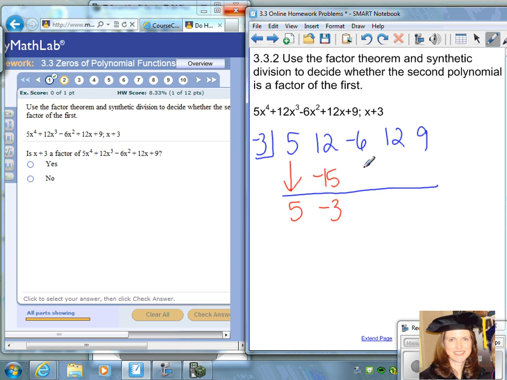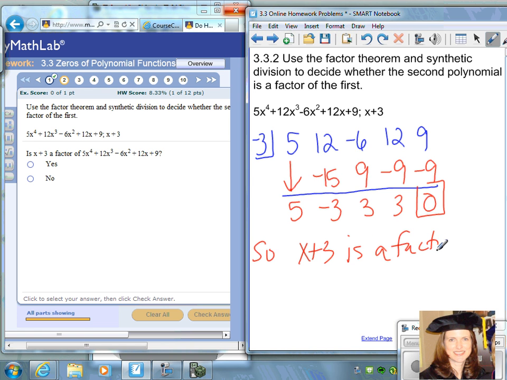Negative 3 times negative 3 is a positive 9. Negative 6 and a positive 9 is positive 3. 3 times negative 3 is negative 9. 12 minus 9 is 3. 3 times negative 3 is negative 9. And then 9 and negative 9 is 0. So we do get 0 as the remainder. So that means x plus 3 is a factor. So the answer is yes.